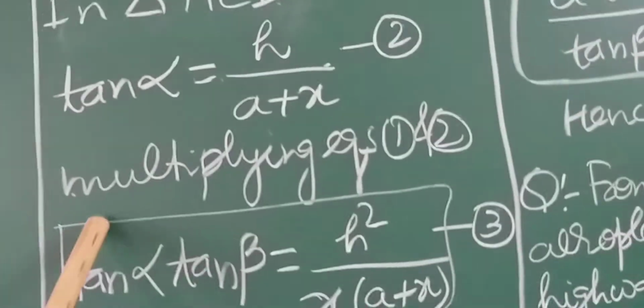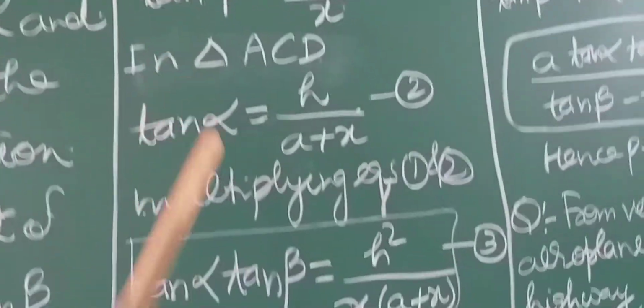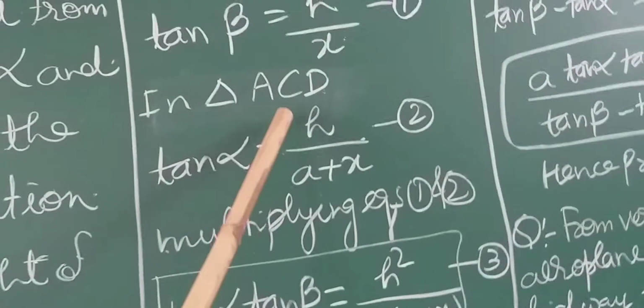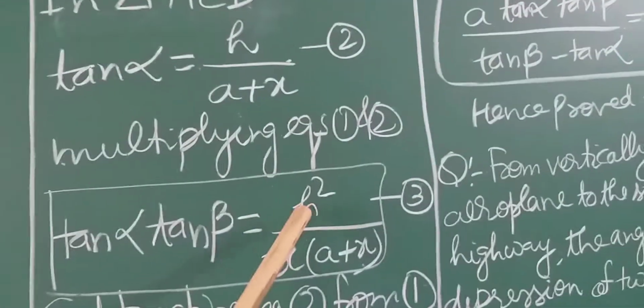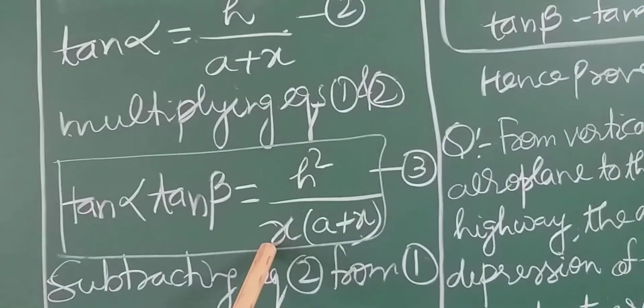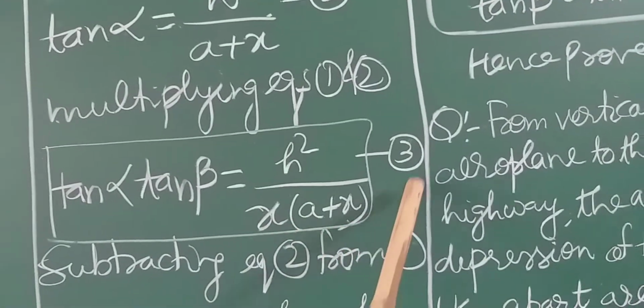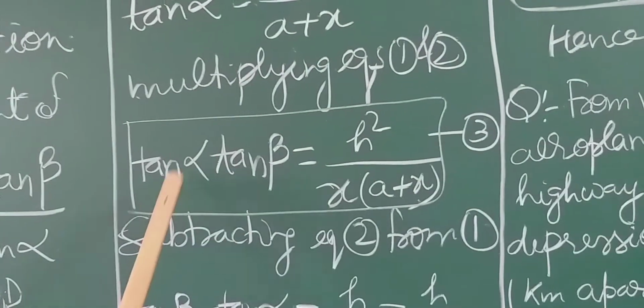So multiplying equation 1 and 2, tan alpha multiplied by tan beta becomes tan alpha tan beta. h multiplied by h will be h square. x multiplied by a plus x will remain as it is, x bracket a plus x. This is equation number 3. We have got the product which we need.